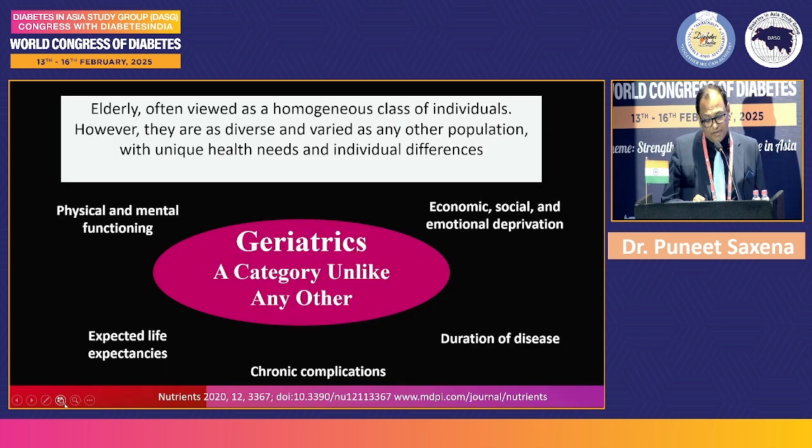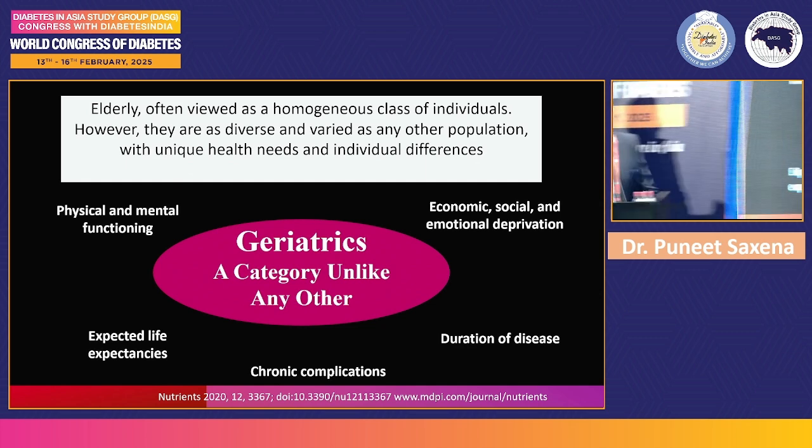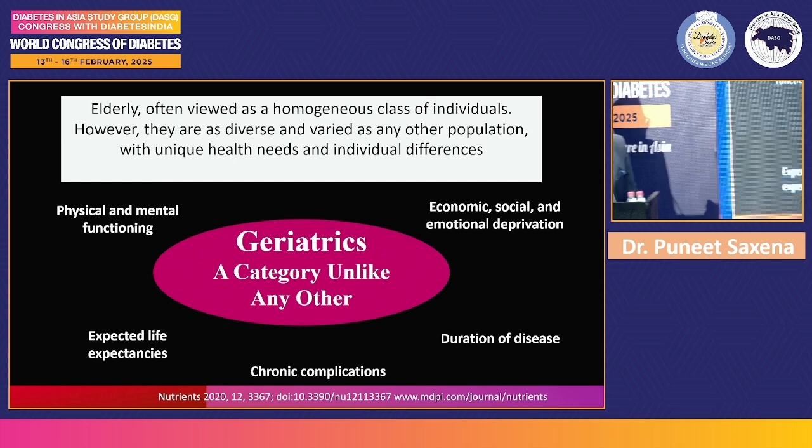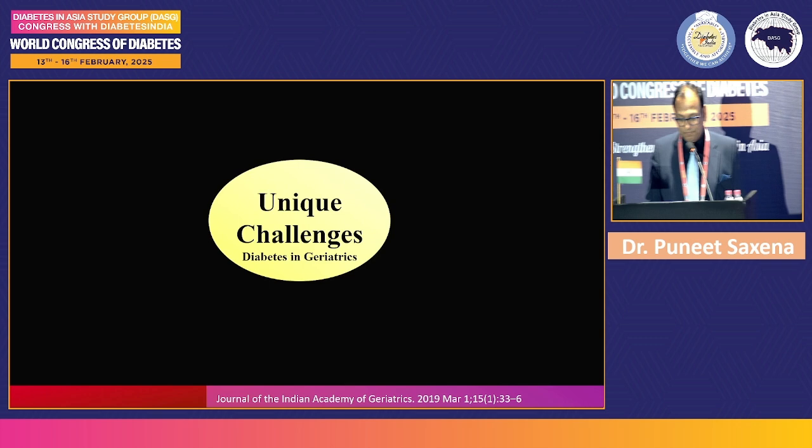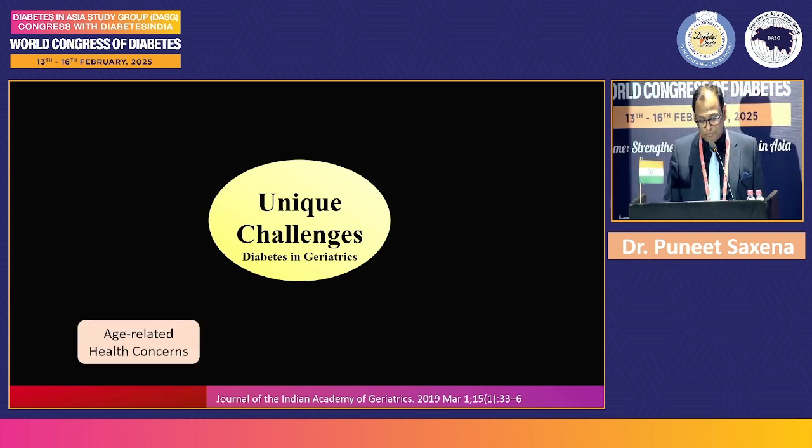So geriatrics is a category unlike any other. You have pediatrics on one hand, and geriatrics on the other. Physical and mental functioning is different. Dr. VV Singh was speaking on cognitive decline, which is an integral part. Economic, social, and emotional deprivation is very important. When people get elderly, they are laden with almost 10, 15, 20 years of diabetes, and the majority of them suffer from chronic complications. Life expectancies will vary very fast if you don't address the elderly. So you have unique challenges in diabetes in geriatrics.